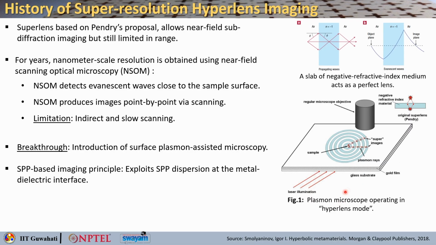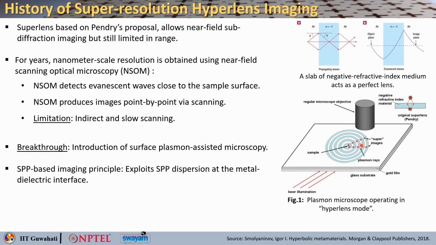So, here is a picture that shows a plasmon microscope operating in the hyperlens mode. It is basically a gold film on a glass substrate, and this is at the bottom. From the bottom you can do the laser excitation. Okay. So, you can see the plasmons are generated by the sample which is kept at the center of a hyperlens. So, it is a kind of cylindrical hyperlens you can think of. You have alternating layers of metal and dielectric.